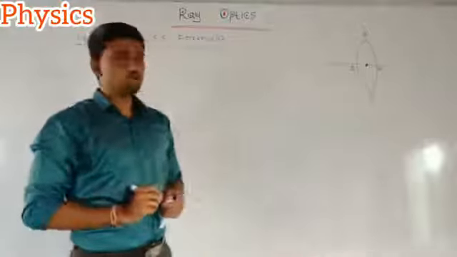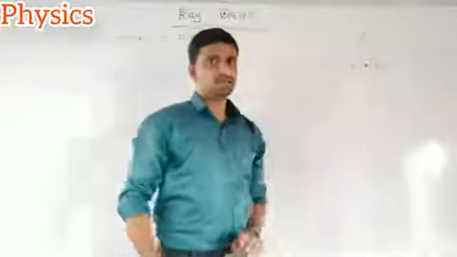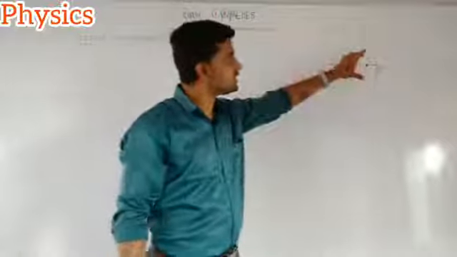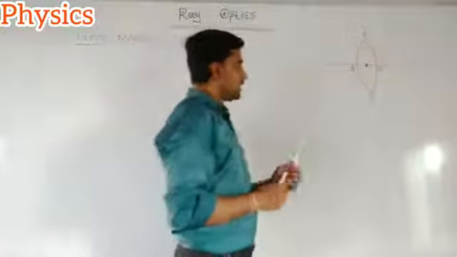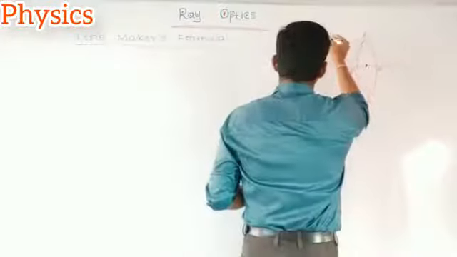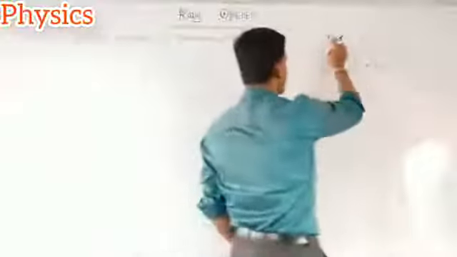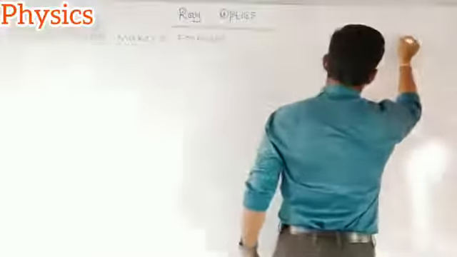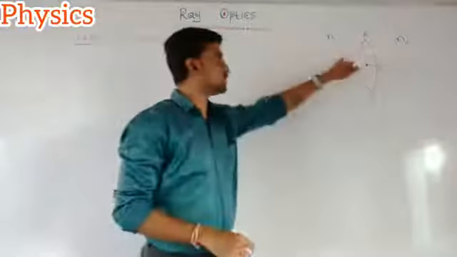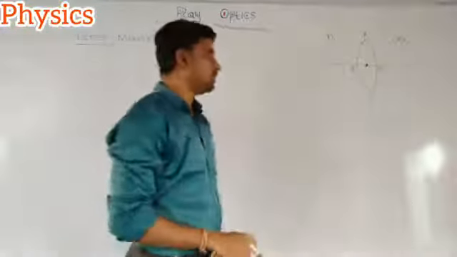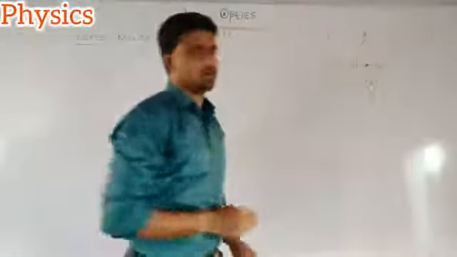And here there are two mediums. One medium is outside the lens, and another medium is the lens itself. So let N1 be the refractive index of the medium which is outside the lens. That is N1 I am taking. It is the refractive index of the medium outside the lens. And I am taking the refractive index of the lens as N2.